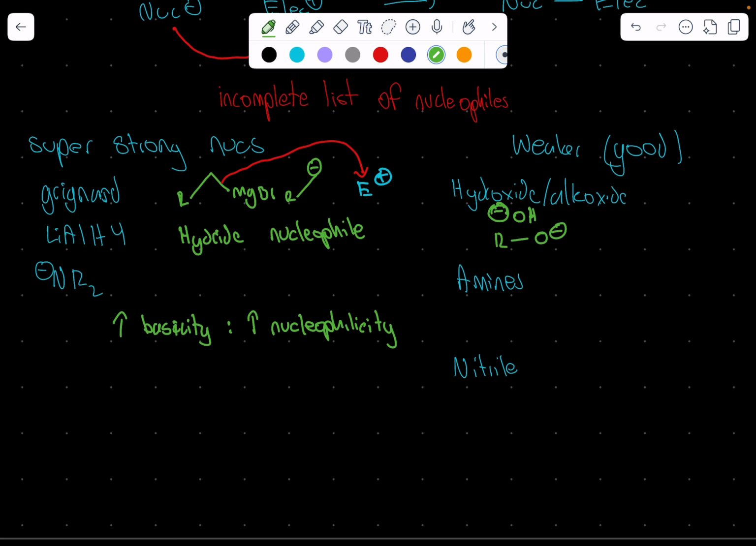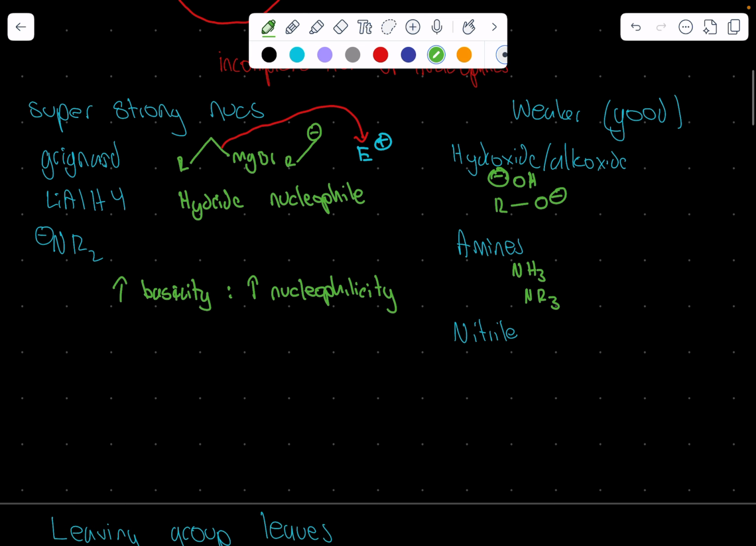We then have amines, which are a nitrogen with 3 bonds. The most simple amine is a nitrogen bonded to 3 hydrogens, but it could be 3 carbons or other molecules as well, including combinations of hydrogens and carbons. Another sample of a good nucleophile is a nitrile group, which is a carbon bonded to a nitrogen with 3 bonds. Again, please keep in mind this is not an exhaustive list, but just some examples to get you thinking about what some good nucleophiles might look like.